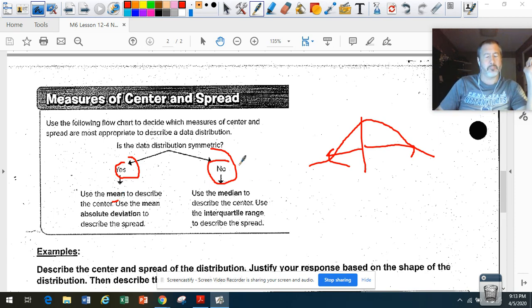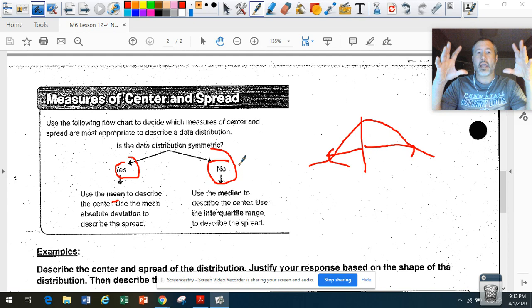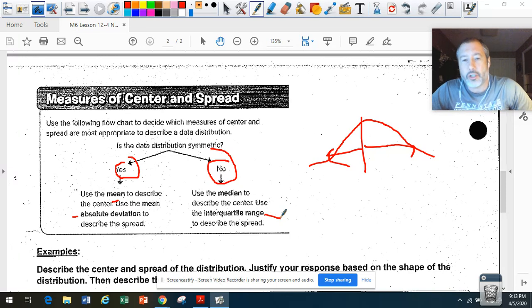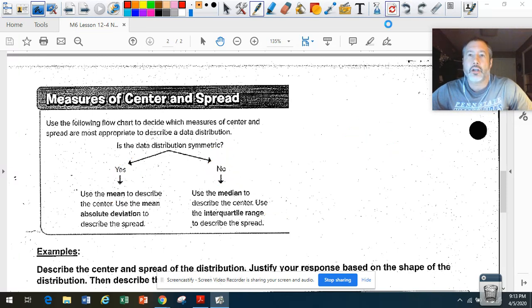If it's not symmetric at all, we would use the median. You know how to find that. To see how the data is spread out, if it is symmetric, we use the mean absolute deviation. If it's not symmetric, we use the IQR. Okay, so let's try some of these here.